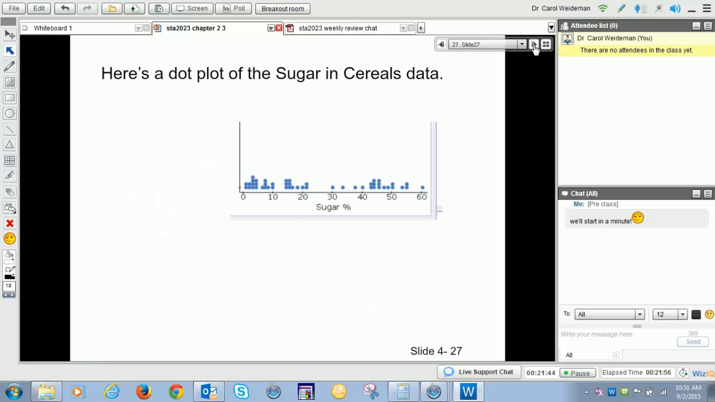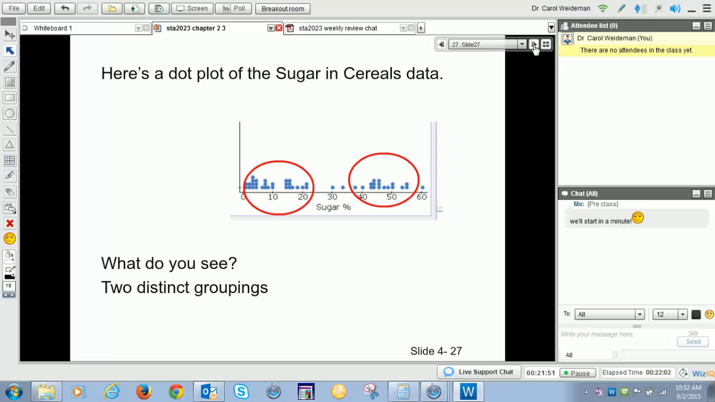And here's the cereal data again. I did a dot plot in StatCrunch. So what do you see? You see two groupings, again, just like we saw on the histogram.